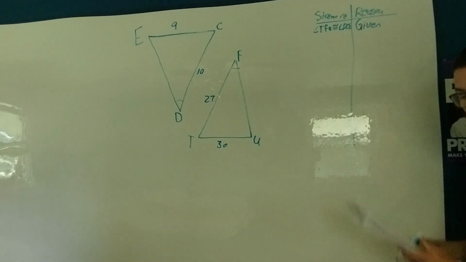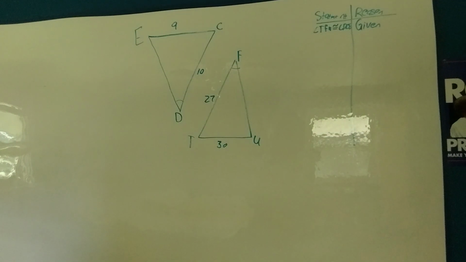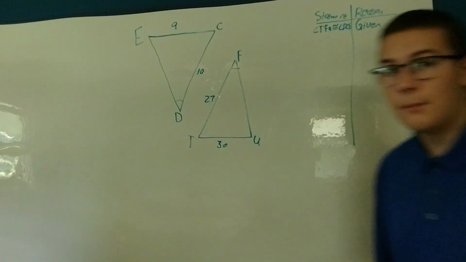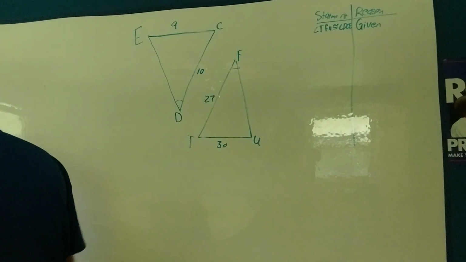Now from there, we can check to see if these are proportional. Obviously, you look at that and know it's multiplied by 3. 9 times 3 is 27. 10 times 3 is 30. But we have to write it out and prove it on our two-column proof.